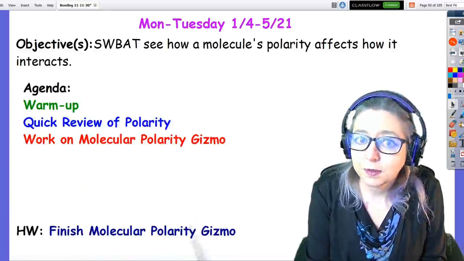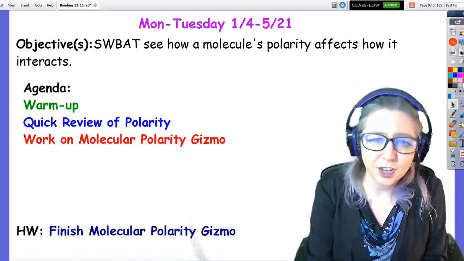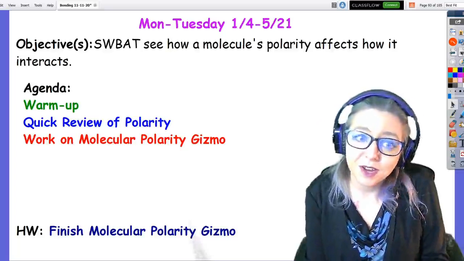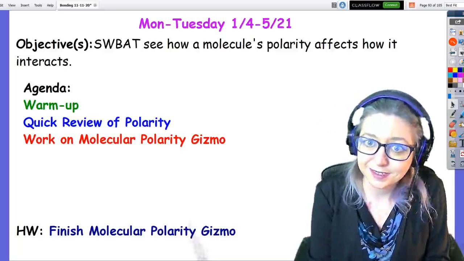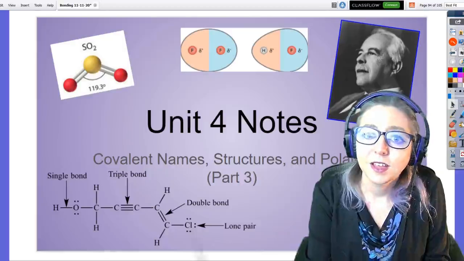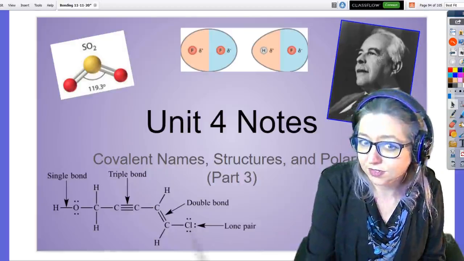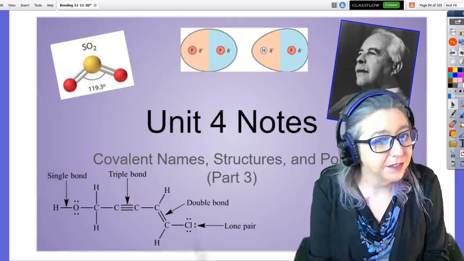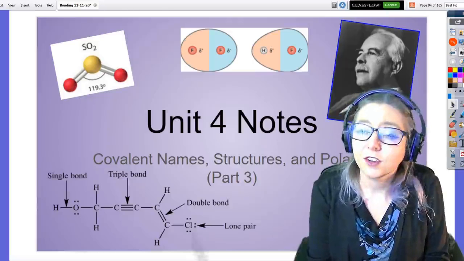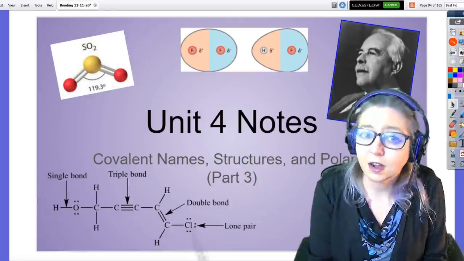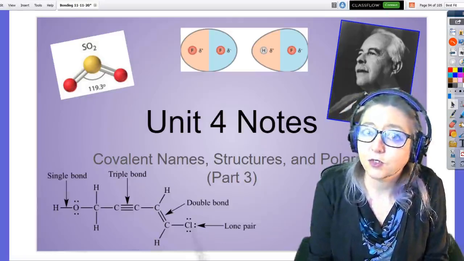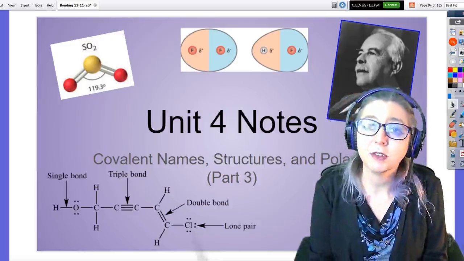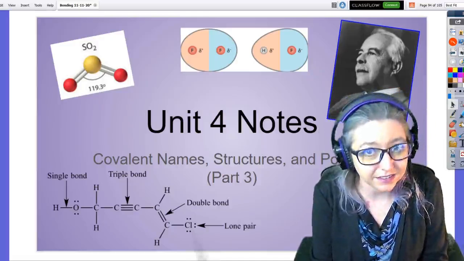So after the warm-up, I wanted to jump backwards a little bit and go over our notes again because it's been a week and a half. And then we started working on the molecular polarity gizmo in class. So remember, we're on our Unit 4 notes, Part 3. So you should go to your Google Drive. It should be there somewhere, your copy. If you're not sure where, you can type into that search bar, Honors Chemistry, Unit 4 Notes, Part 3. Or if you've taken my advice and created a chemistry folder, you should be able to find it very easily there.